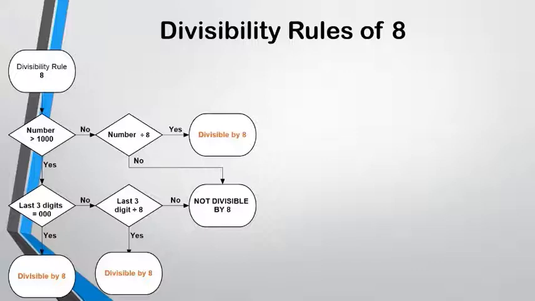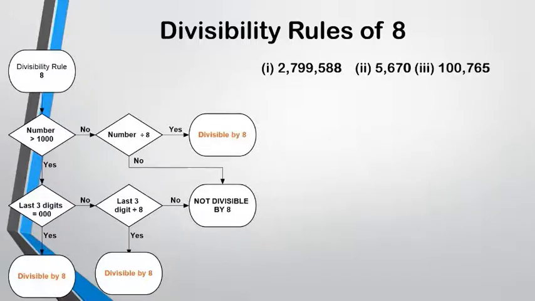But if the number is less than 1000 and if the number is divisible by 8, then yes, that number is divisible by 8. But if that number when divided by 8 does not give a whole number, then that means that number is not divisible by 8. So let's try the divisibility rule of 8 in these 3 numbers.